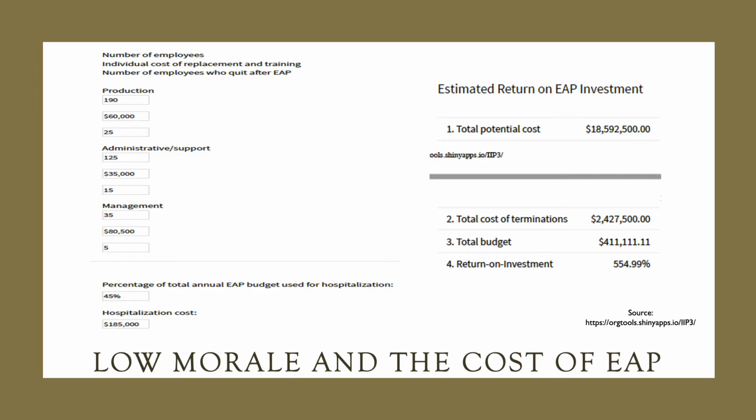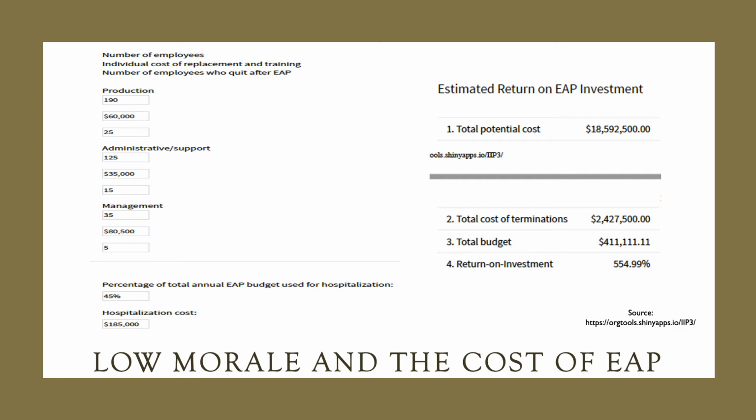Now I'm going to show you how we can figure out an estimated return on an EAP investment. To calculate the return on an EAP investment, we needed to know how many employees are in production, administrative/support, and management. In our organization, we have 190 in production, 125 in support, and 35 in management. The individual cost of replacement and training for each is $60,000 for production, $35,000 for administrative/support, and $80,500 for management.